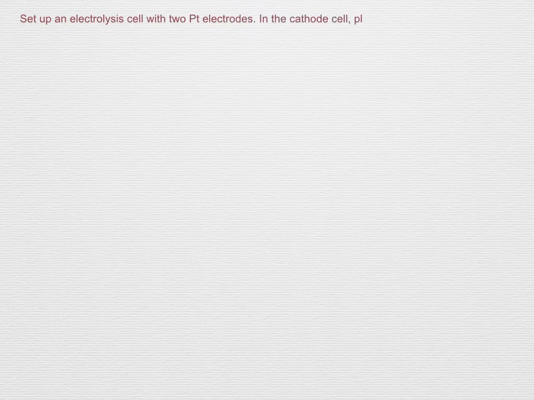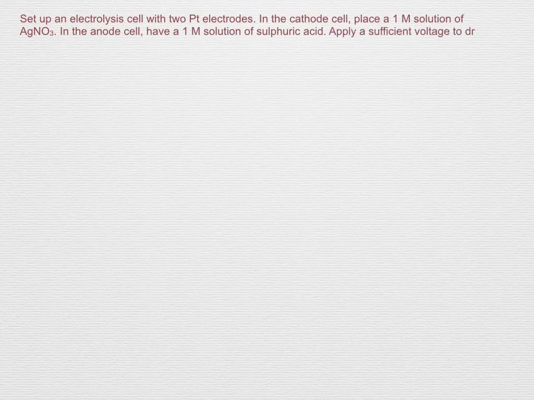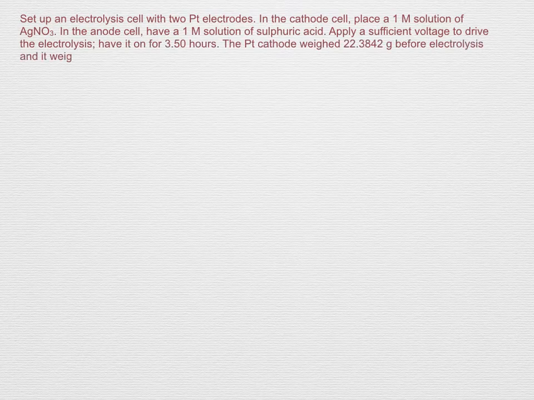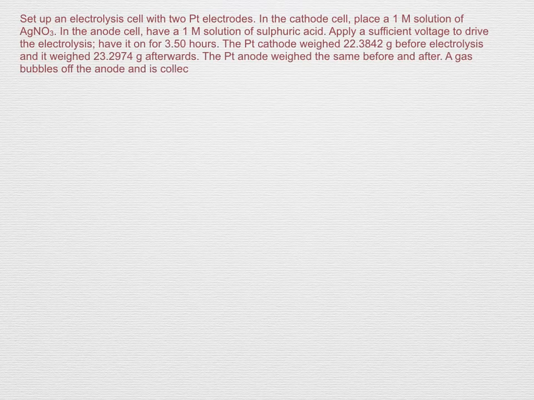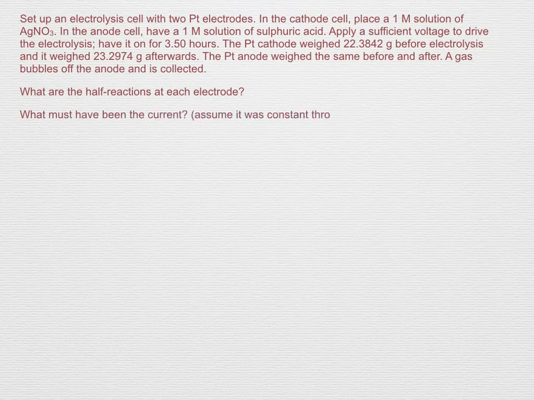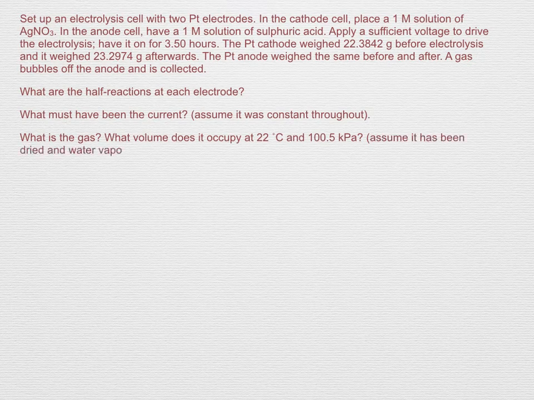Here is another example. Set up an electrolysis cell with 2 platinum electrodes. In the cathode cell, place a 1 molar solution of silver nitrate. In the anode cell, have a 1 molar solution of sulfuric acid. Apply a sufficient voltage to drive the electrolysis. Have it on for 3.5 hours. The platinum cathode weighed 22.3842 grams before electrolysis, and it weighed 23.2974 grams afterwards. The platinum anode weighed the same before and after. A gas bubbles off the anode and is collected.